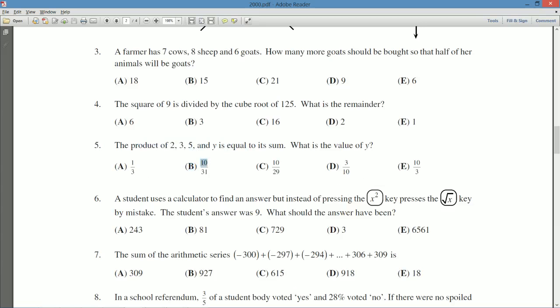Can y be 10 over 31? Well, will the product still be equal to the sum? Well, no, it won't if you do it that way. And then you'll finally arrive at c, and it'll work out that way. So we could try each of the 5 answers, because there's a limited number of answers to try, or we could just use algebra to solve for y directly. Those are 2 potential and completely valid ways to do it. However you want to get the answer is fine. But we get our answer of C.